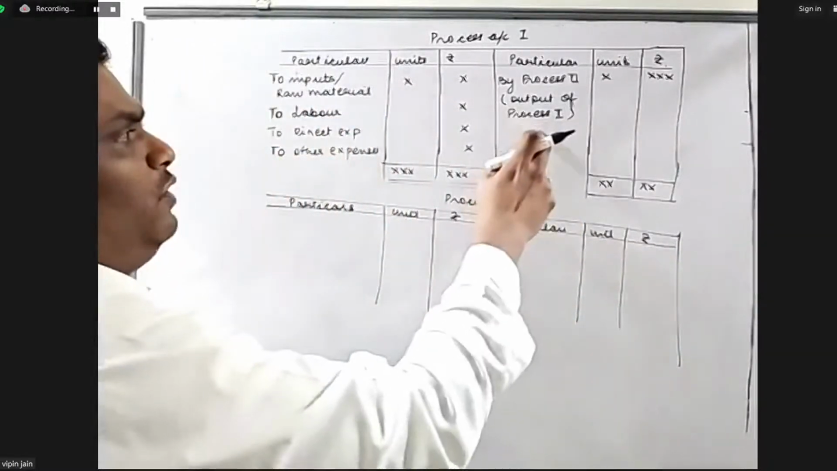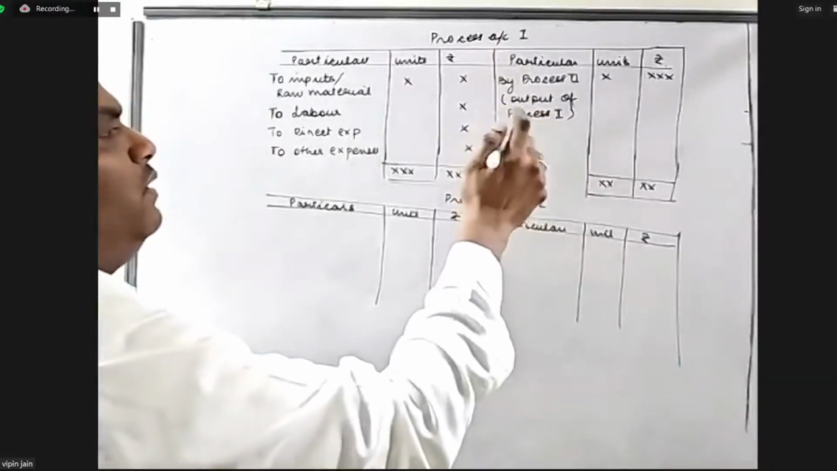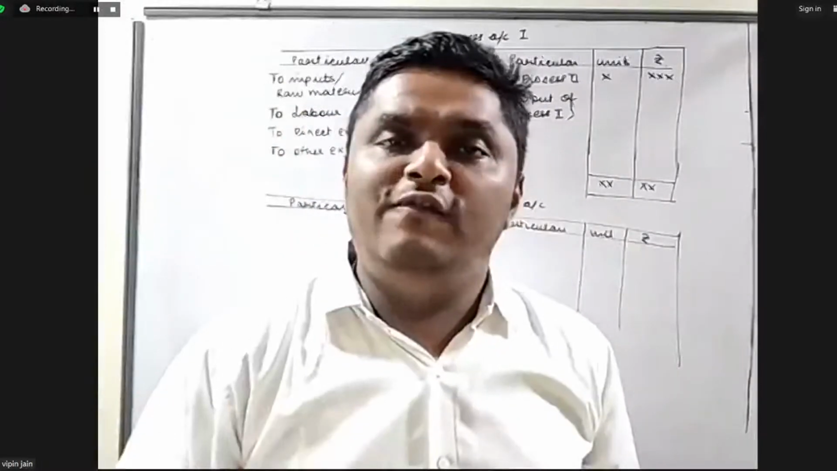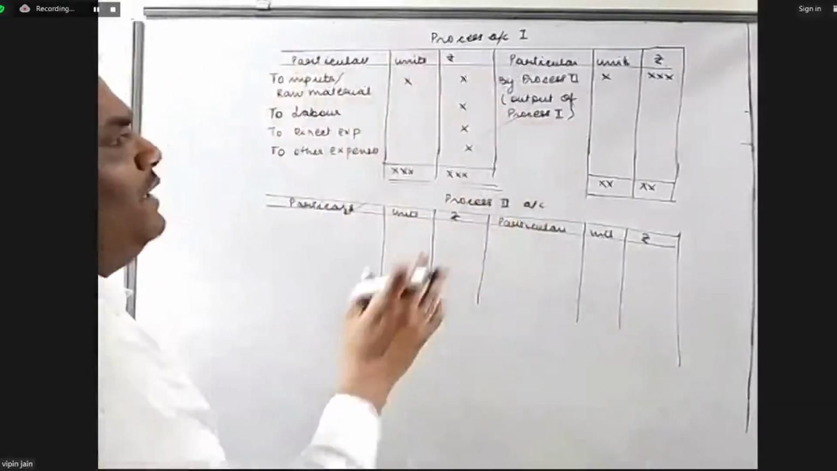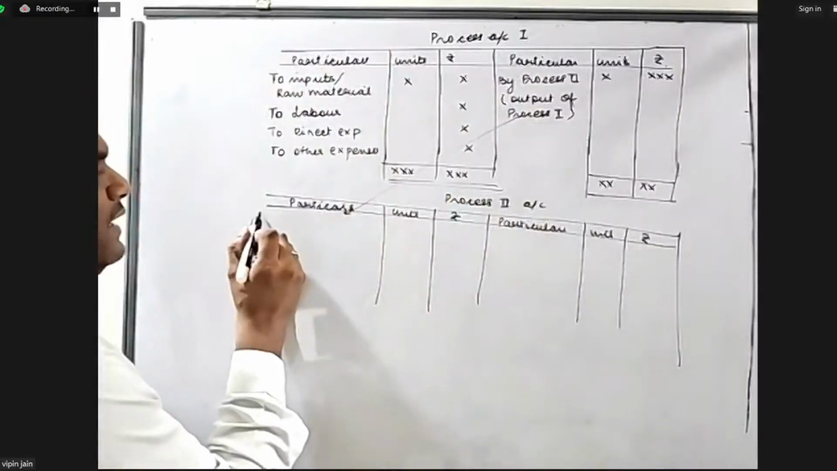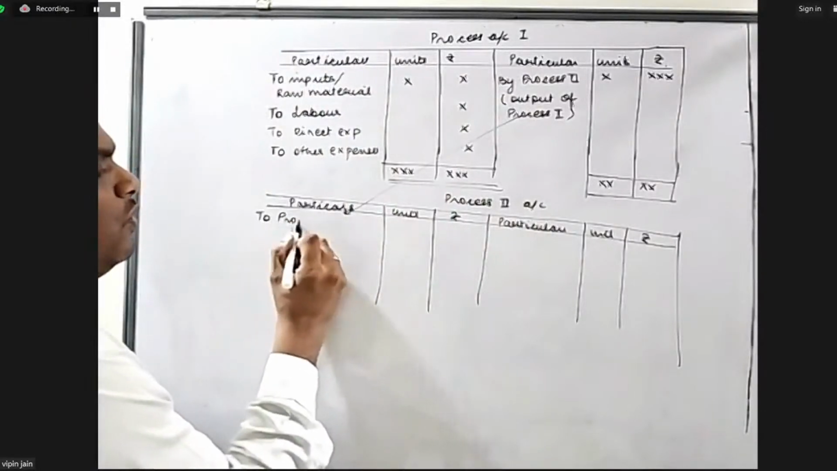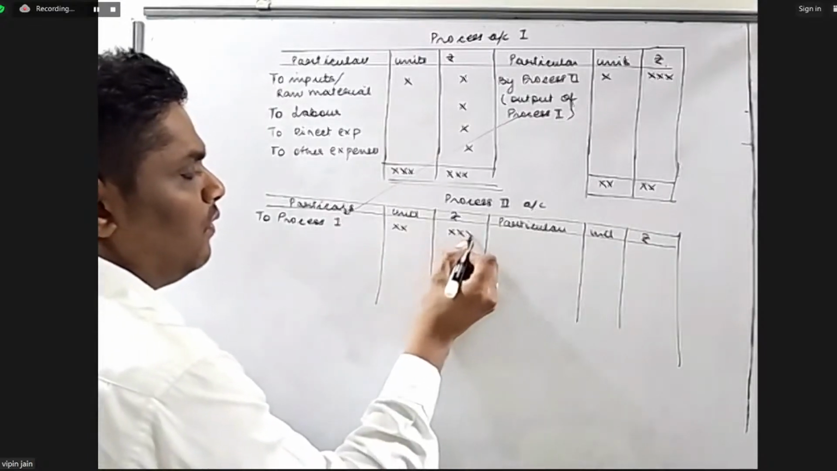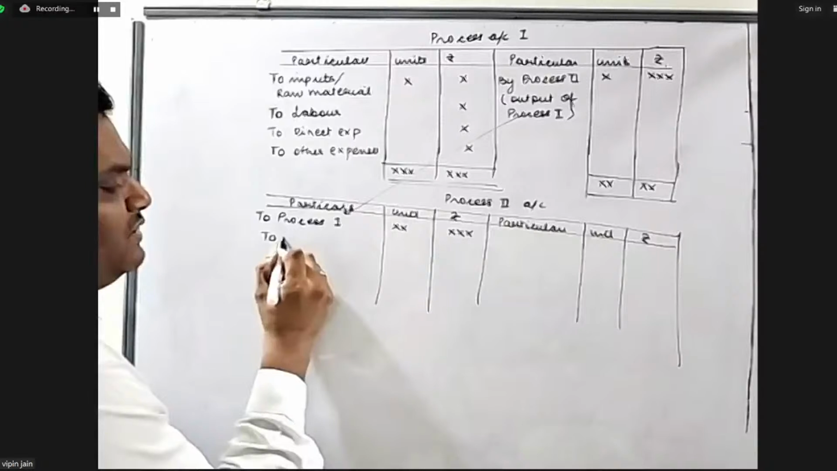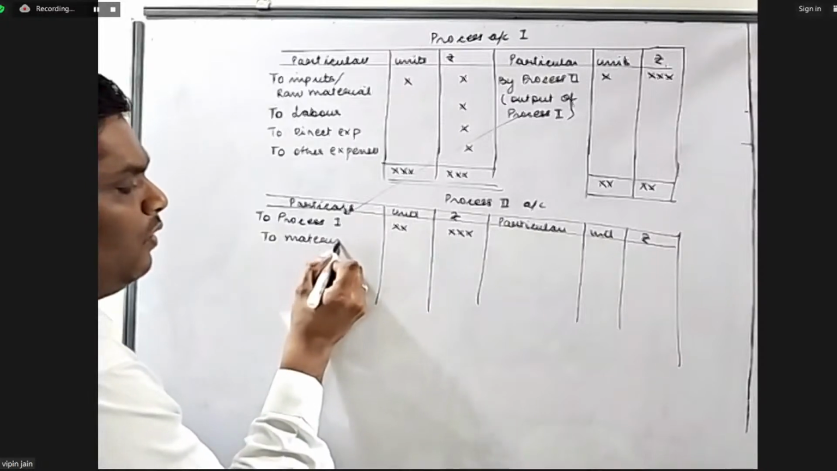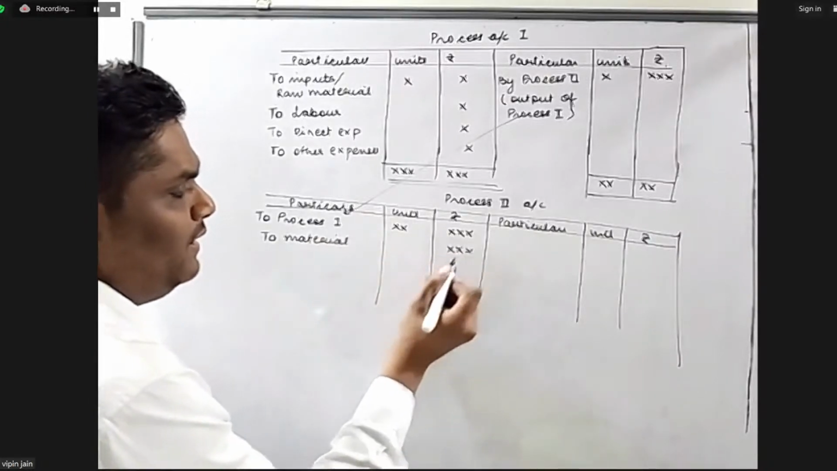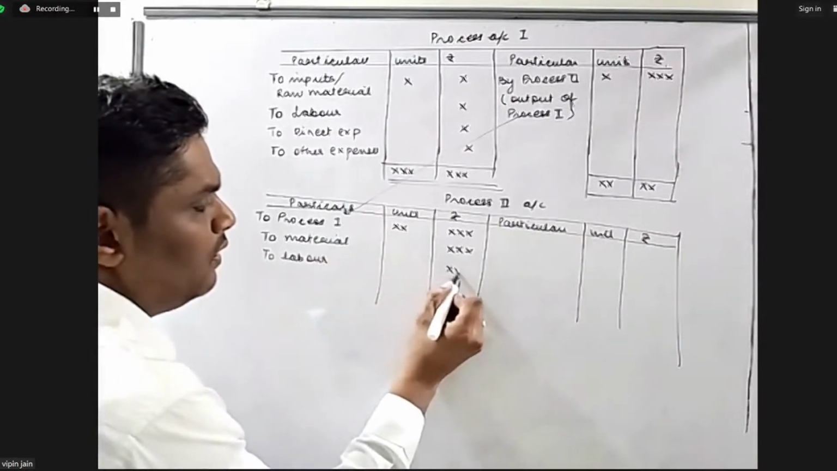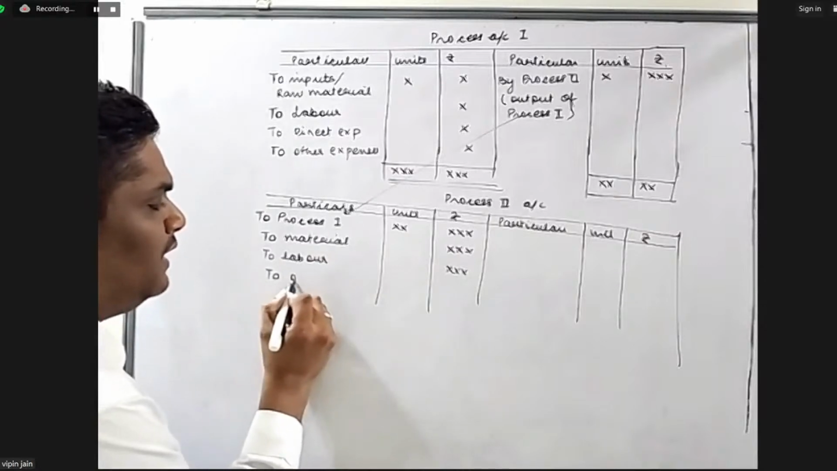Now, very important, guys, the output of process first will be the input of process second. I repeat again, the output of process first is transferred to the next process. So this will be the input of process second. So we'll write "to process first." If any additional material is introduced, or we can say consumable stores, we'll write it here. Further, the other costs that are incurred, let's say labor, other expenses.